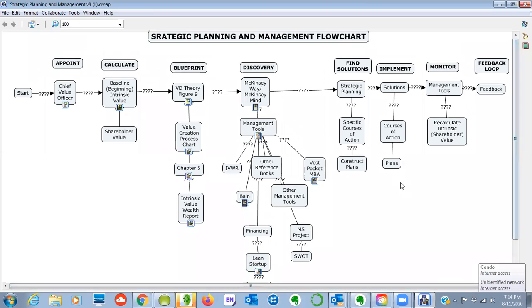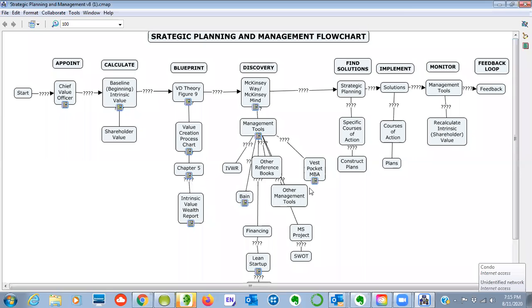The last four boxes are really more strategic management, but the whole thing is really strategic management too. So anyway, we have our chief value officer, who gets things rolling. We calculate the baseline intrinsic value. We go through a blueprint to understand what it is and what tools we have available to us to do the strategic planning and management, to create the value, which is our ultimate objective.